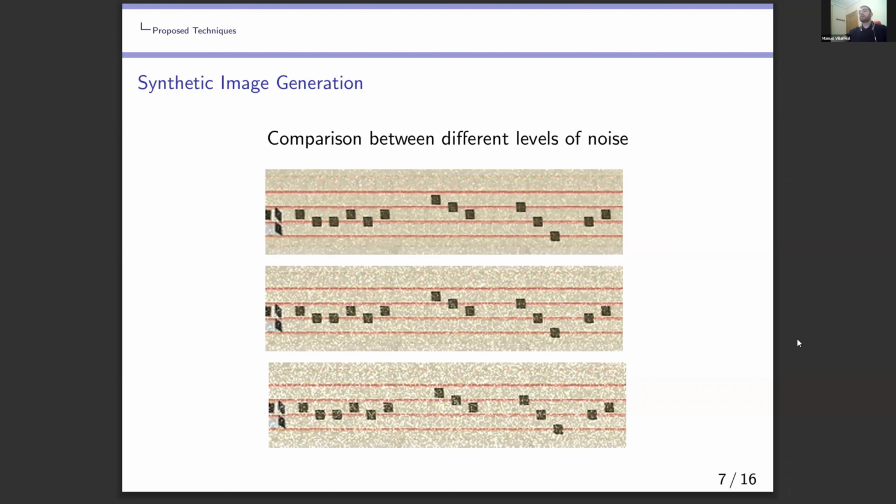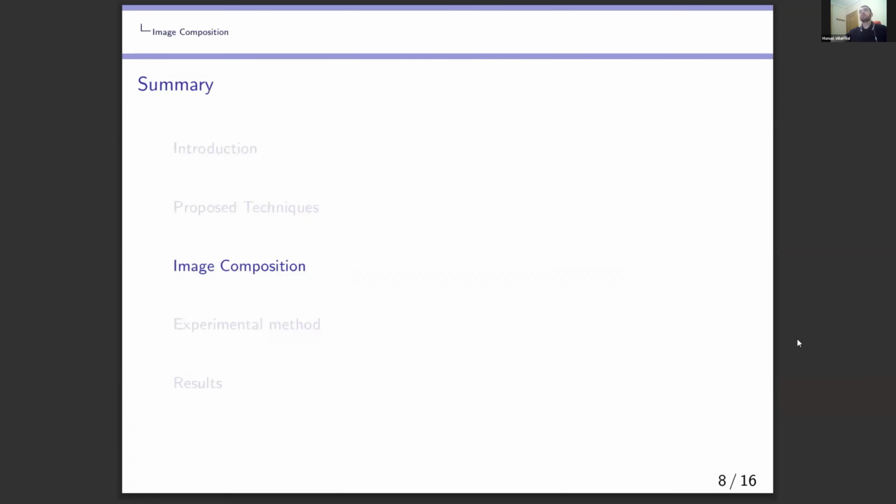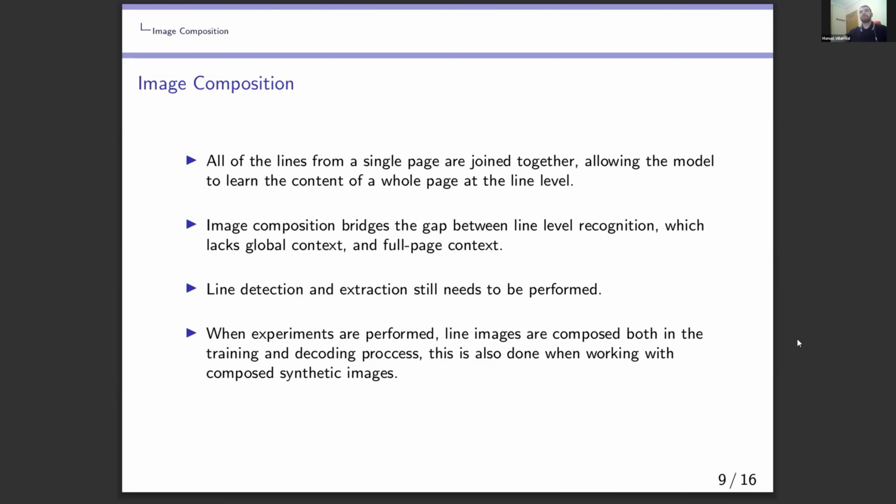Now, I went rather briefly over the synthetic image generation part because this is a well-known technique to most of us, but I will go into a bit more detail, at least within the idea of image composition. The idea of image composition is to join all the lines that are found in a single page. This allows the model to learn the content of the whole page, but work at the line level, because we have all the lines in the same sequence of information.